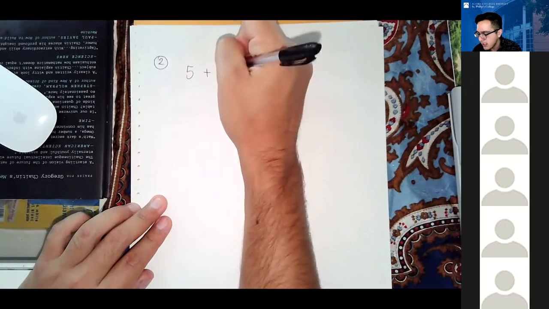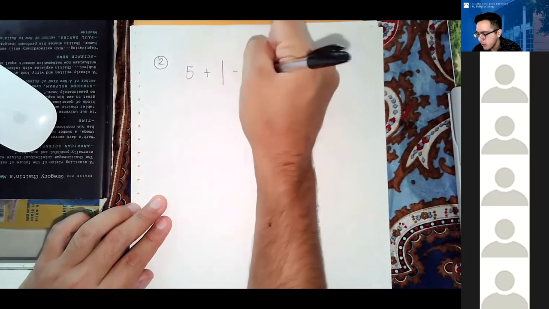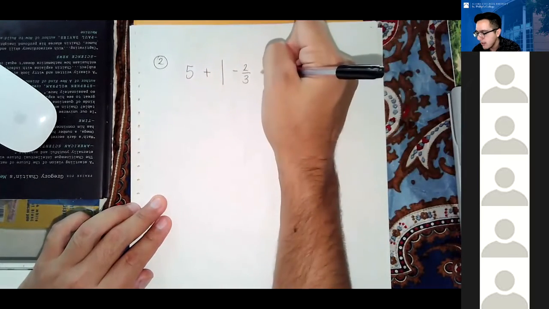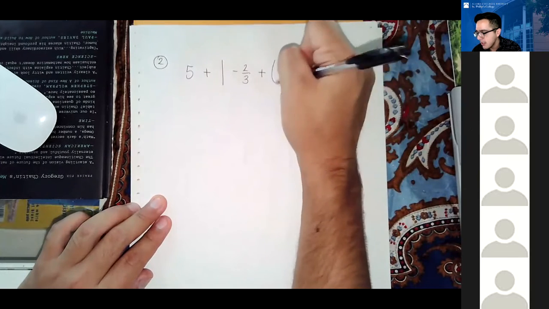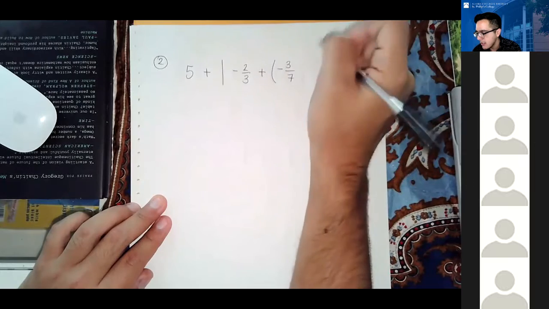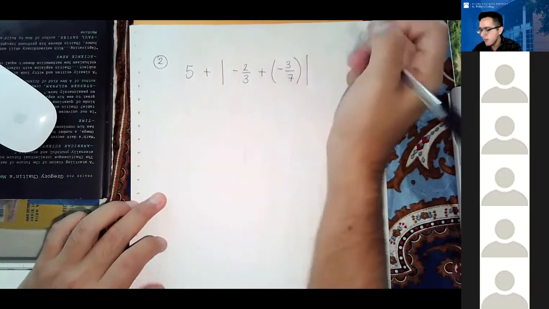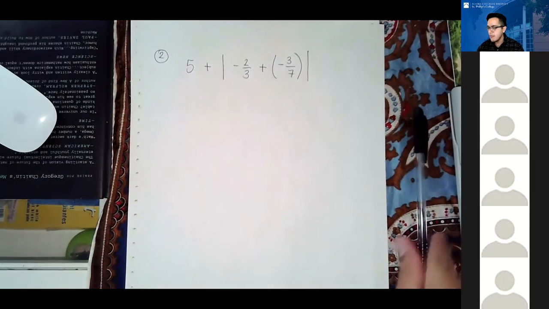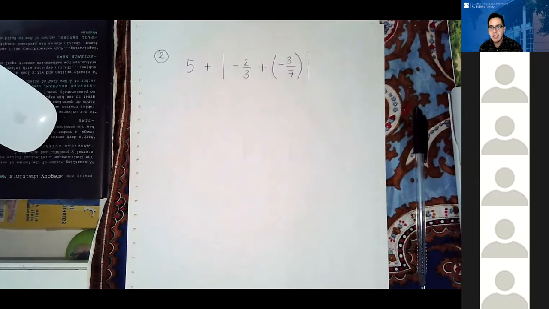So let me just go ahead and make up a problem for us. 5 plus the absolute value of negative 2/3 plus negative 3/7. Okay. Can anybody tell me what's the first operation that we need to take care of here? The absolute value?